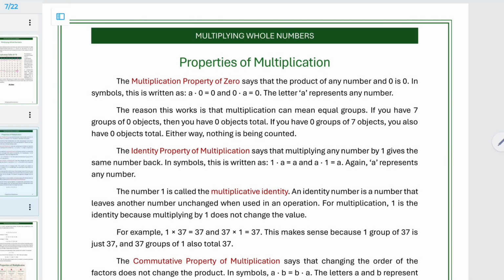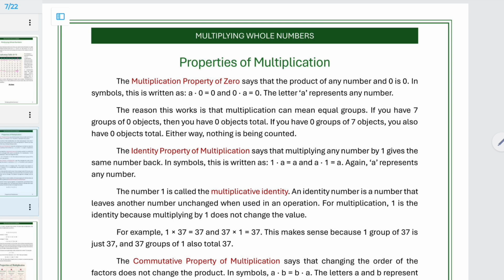Properties of multiplication. The multiplication properties of 0 says that the product of any number and 0 is 0. In symbols, this is written as a times 0 equals 0 and 0 times a equals 0. The letter a represents any number.